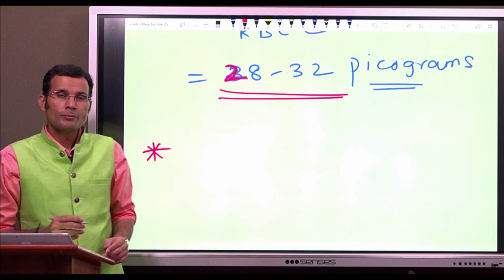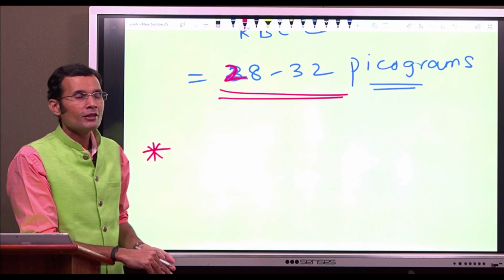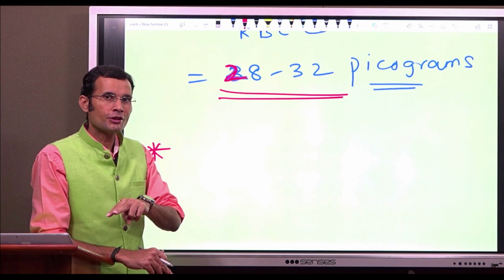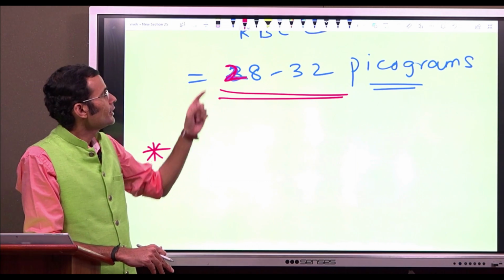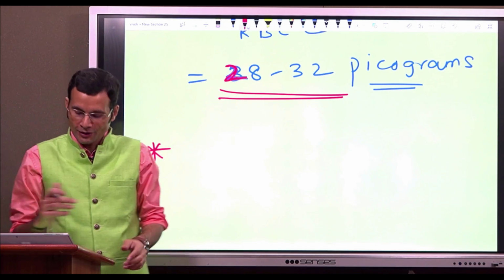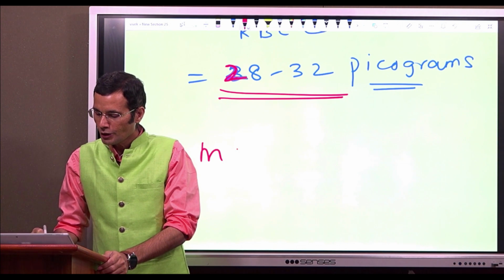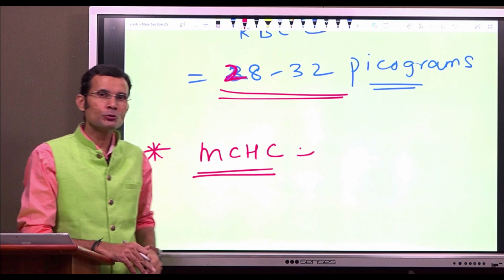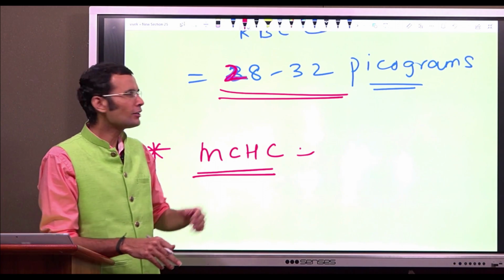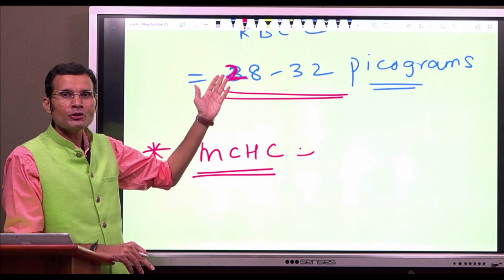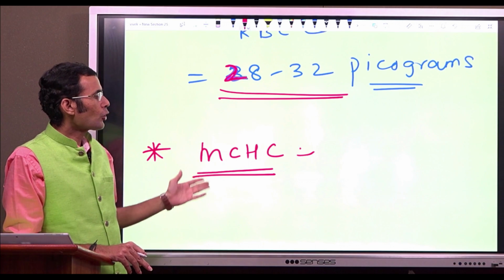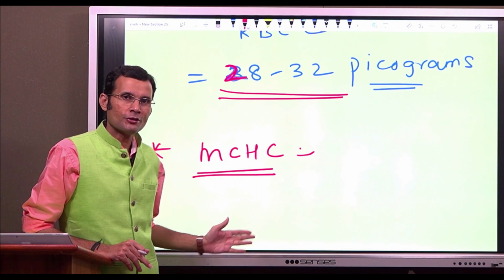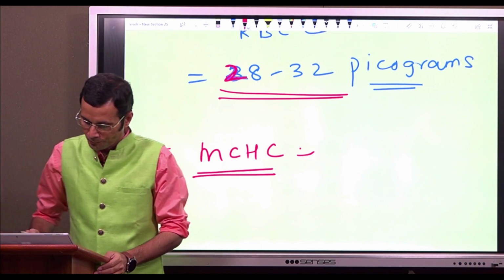The third one, and I always see there is a confusion in the minds of students between the second and the third one. The third one is mean corpuscular hemoglobin concentration. Very often the students end up asking me this question: what is the difference between mean corpuscular hemoglobin and mean corpuscular hemoglobin concentration? Let me explain.